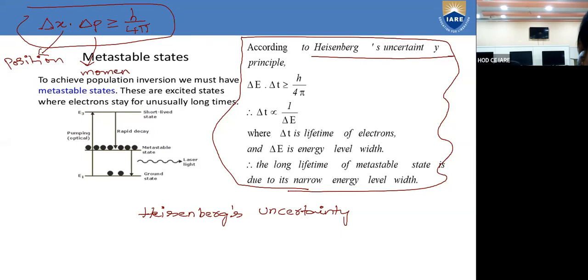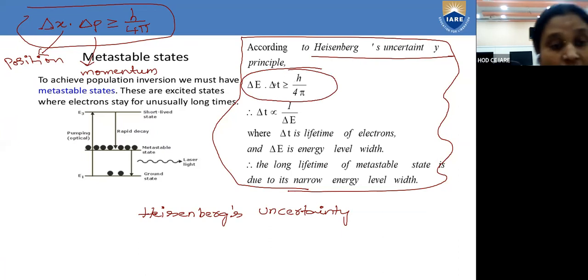There are different pairs of variables. Here I have taken delta E and delta T. This is the expression for Heisenberg's uncertainty principle. Delta E is the width of an energy level. Delta T is the lifetime of electrons or atoms present in that energy level.